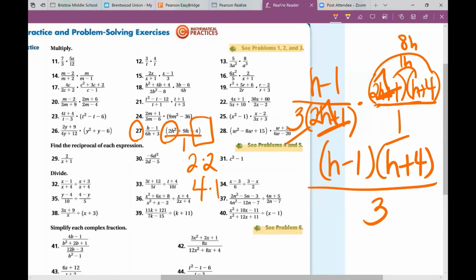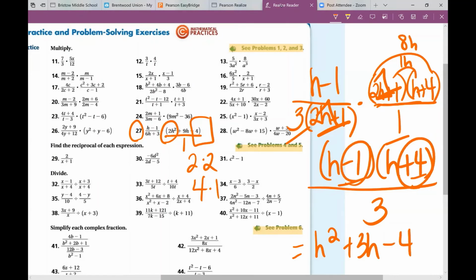Again, if you were to look in the back of the book, they probably multiplied the numerator out. So if you were to use FOIL or a box or the cover-up method or the shortcut method where you just multiply and subtract, you would get h squared. 4 minus 1 is 3, so you would get 3h in the middle. And negative 1 times 4 would be negative 4. So the back of the book most likely has h squared plus 3h minus 4, all divided by 3.